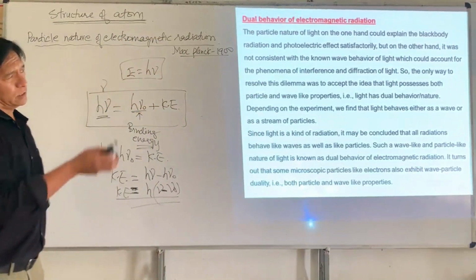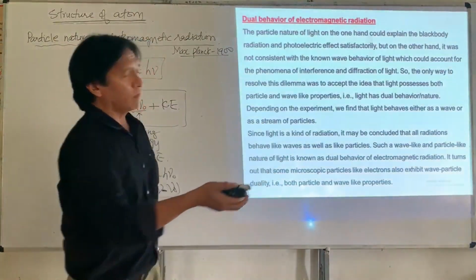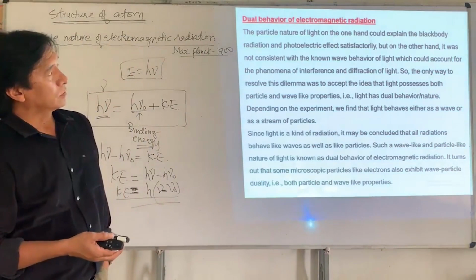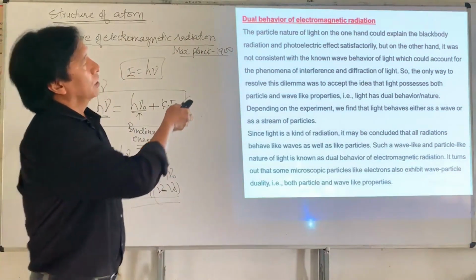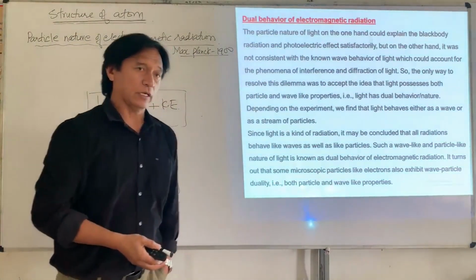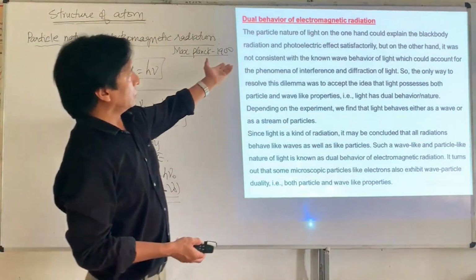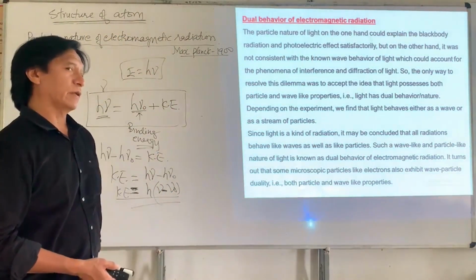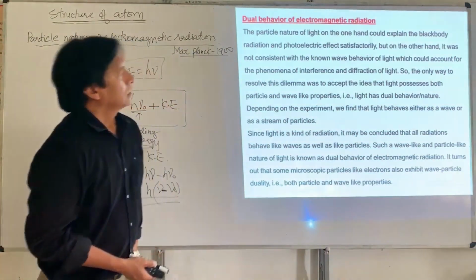So it's very confusing here, because the wave nature of light could not explain things like black body radiation and the photoelectric effect. Again, the particle nature of electromagnetic radiation, which would explain black body radiation and the photoelectric effect, could not explain these phenomena, interference and diffraction of light.